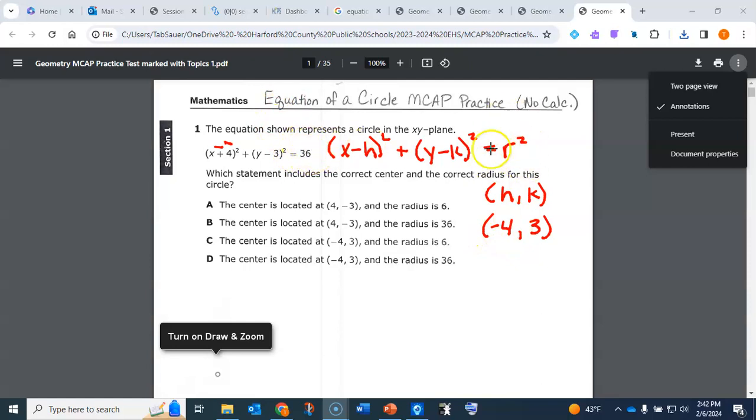Remember, for the equation of a circle, r squared is what's on that side of the equal sign. So if you think of that 36 as 6 squared, sorry, the pen doesn't work great on here, then the radius is equal to 6. So the center is negative 4, 3.